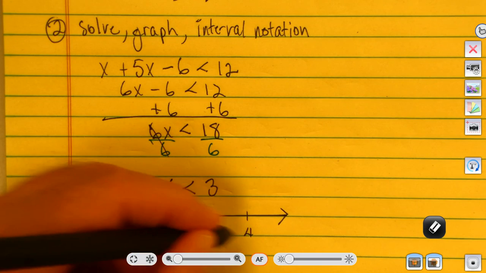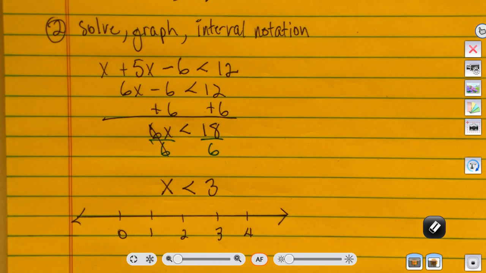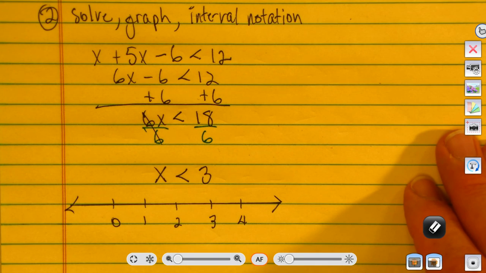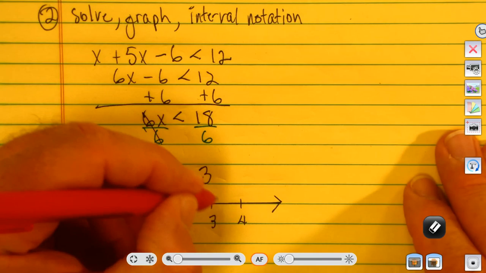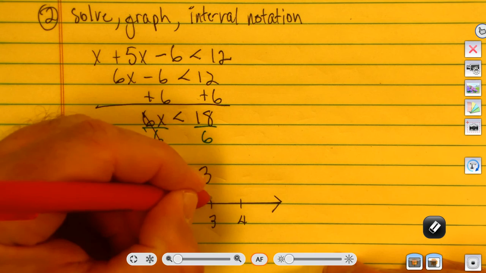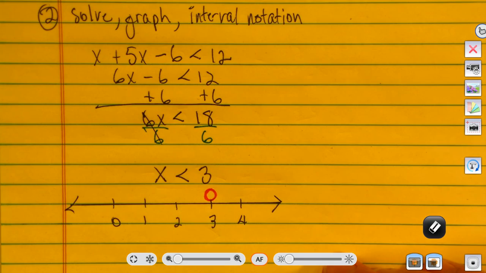So I'm going to say 4, 3, 2, 1, 0. And then since it's less than 3, I'm going to put a dot on 3. I know that this number tells me where I'm going to put that circle. In this case, the circle I'm going to put there is open.